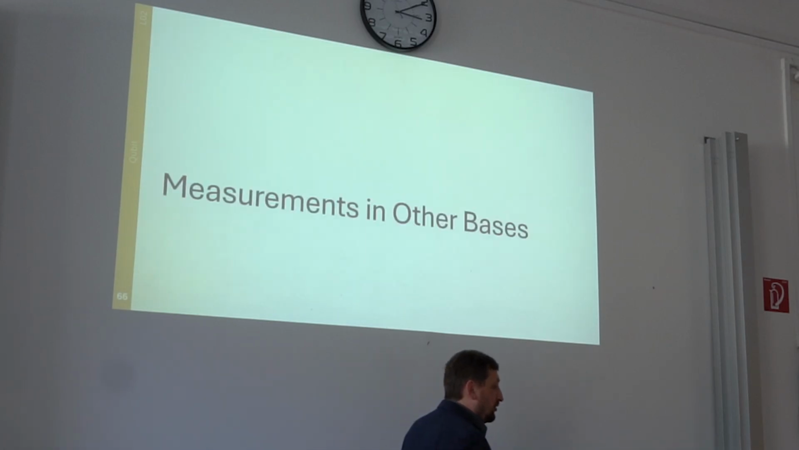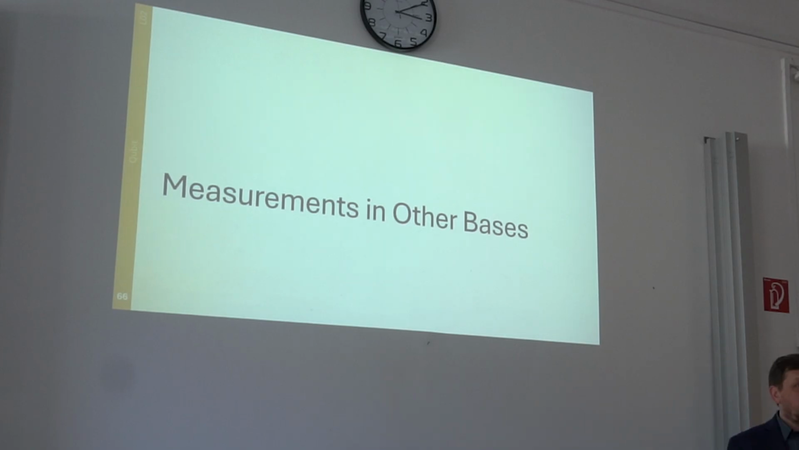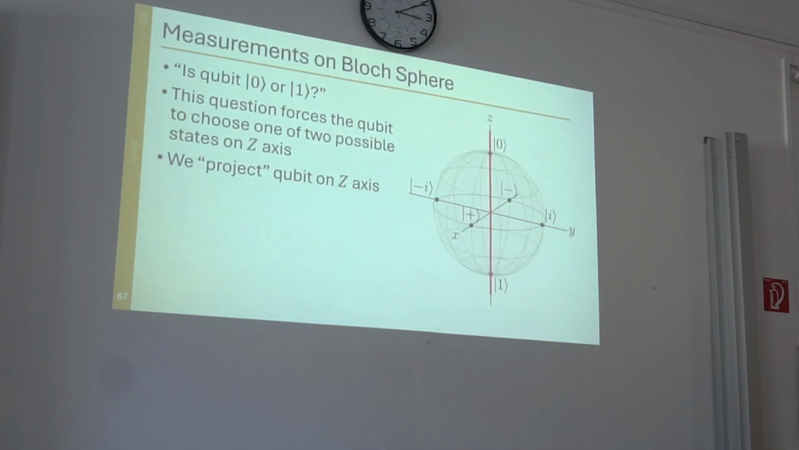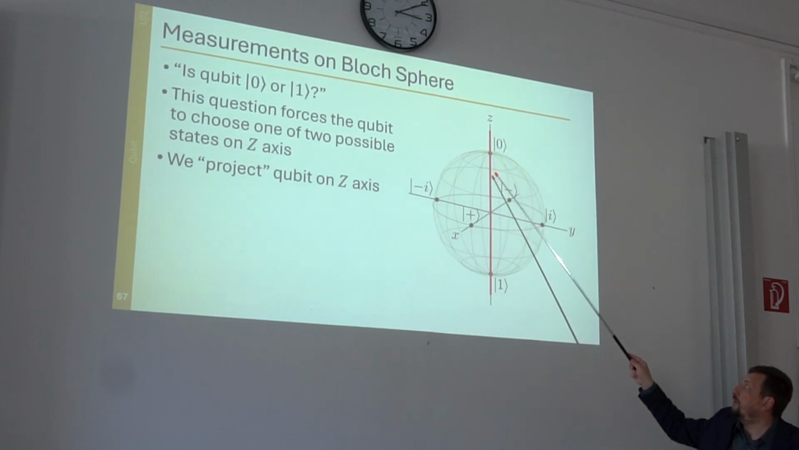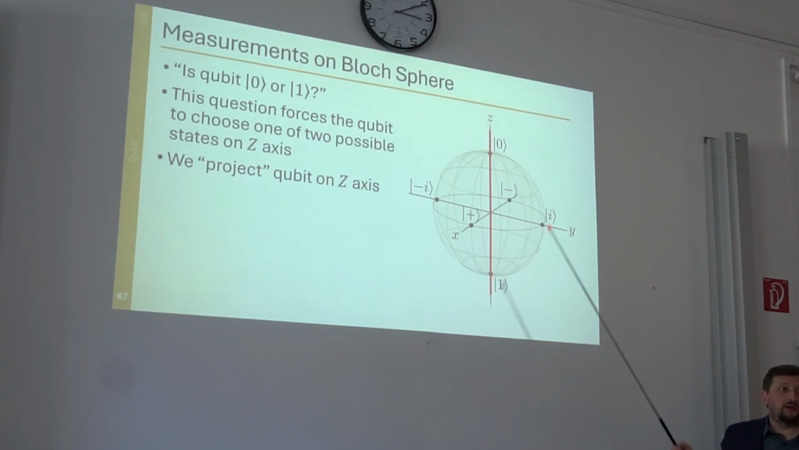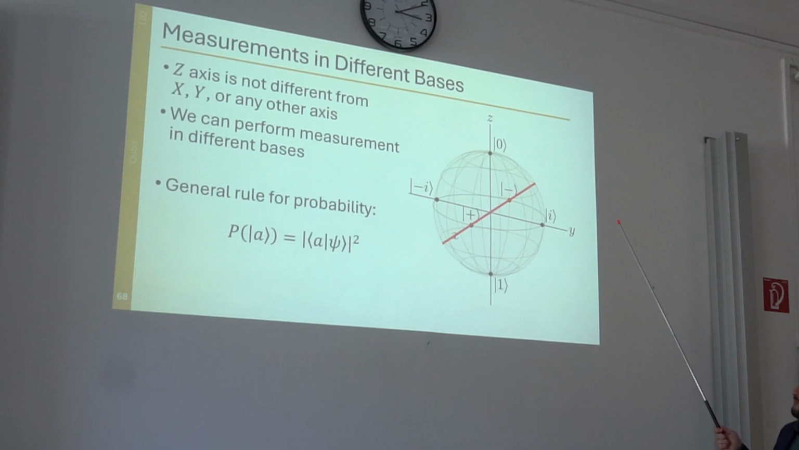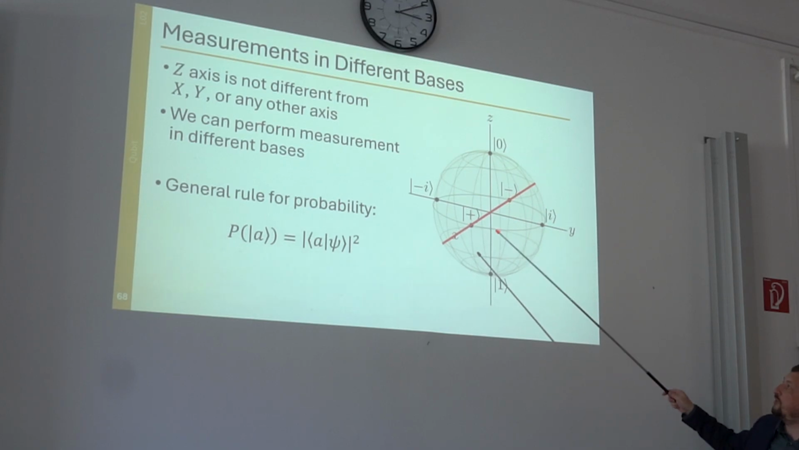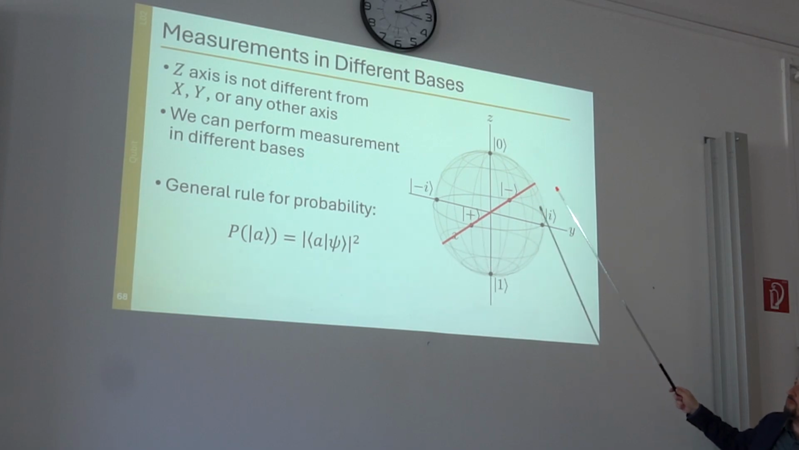Okay, briefly about some other important topics which will be important for your first lab. When we ask the question whether the qubit is 0 or 1, we force the qubit to choose one of these two states. So we perform measurement in the Z basis. But the Z axis is not special from any other axis. So we can also ask whether the qubit is in state plus or minus. This will be measurement in the X basis.